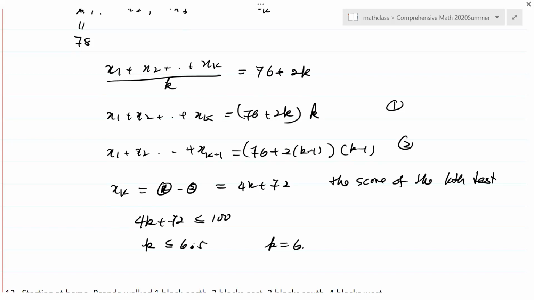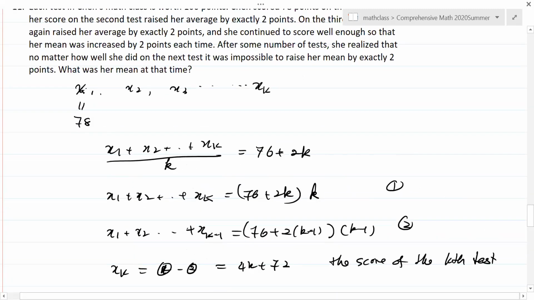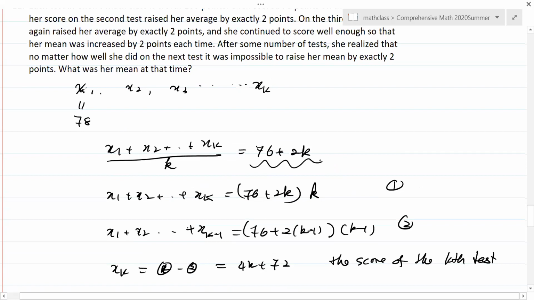It's a complicated problem. You take a look at my solutions when I send it to you, okay? Because this is a sketch of the ideas. I think the difficult part is to figure out why 76 plus 2k. Think about that. You assume k tests, and you get a formula for the total score of the k tests, which depends on the value of k. So let's stop here, and you're going to get homework later.